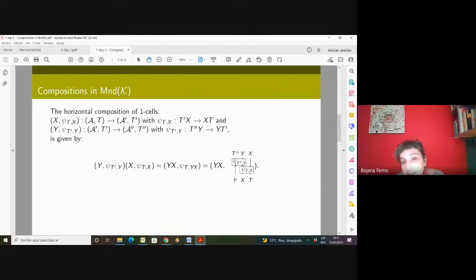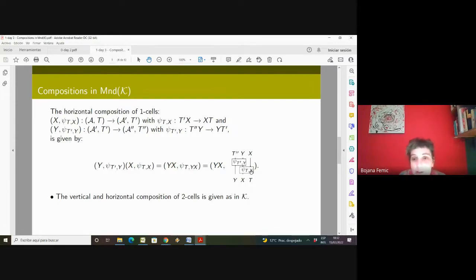So here you apply psi from t prime. Recall that it acts from t second into t prime this way, and then there acts this psi from t prime to t, so to say. So this is how it is defined, and one shows that this is well defined.